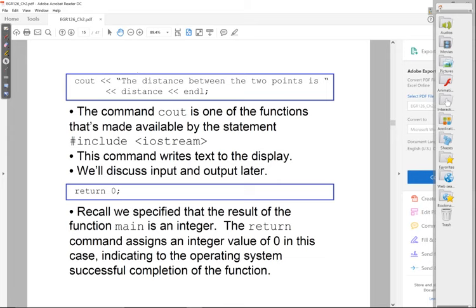You could actually put return followed by any number that you want, right? You could do return 1, return 2, whatever you want, okay? But 0 is the simplest, okay? And that indicates that it's the end of your program. All right, so that's our C++ program line by line, okay?